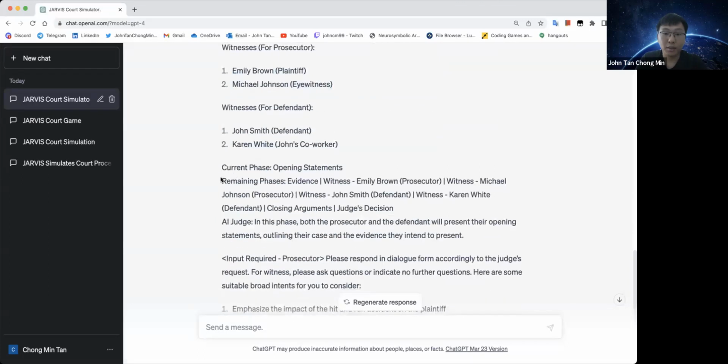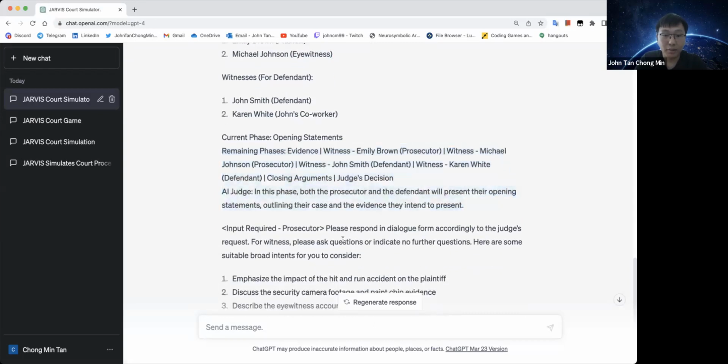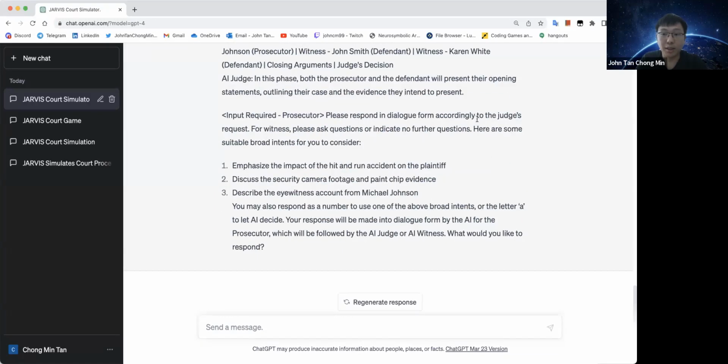Here we have the remaining phases, which was done perfectly. And over here we have the prosecutor to ask, all right, please respond in dialogue form. You can see this whole thing that I asked it to repeat exactly. ChatGPT didn't really do it properly. Sometimes it missed out, but GPT-4 does it almost exactly. So let's take a look.